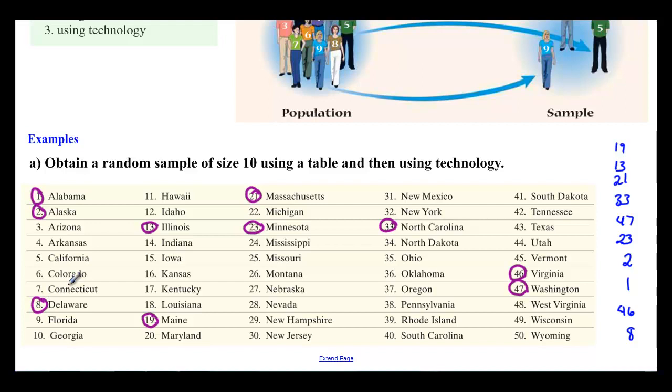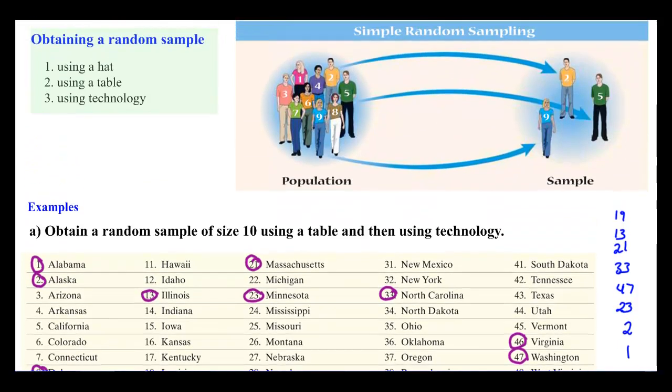So again, part of the reason that we specified the row and column that we wanted to begin in is that we would all end up with the same sample from the table. So while this is good to know, do realize that most of the time whenever obtaining random samples, you're going to be using technology.